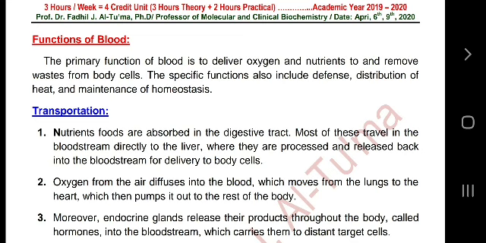The second point is related to oxygen. Oxygen from the air diffuses into the blood, which moves from the lung to the heart, which then pump it out to the rest of the body.